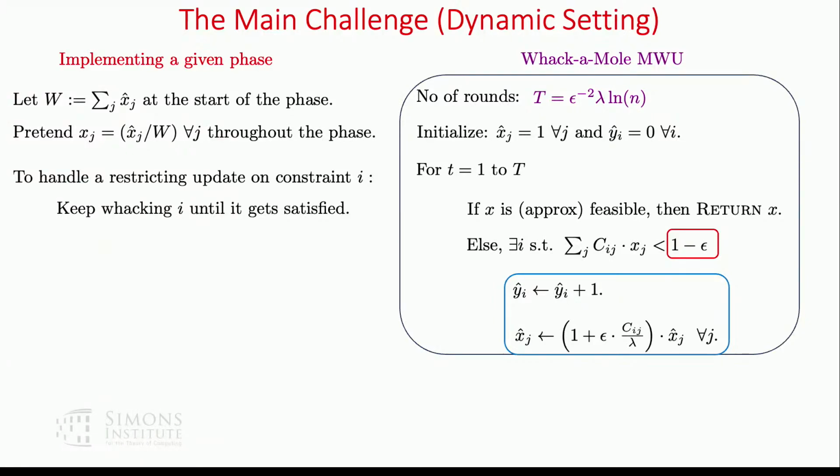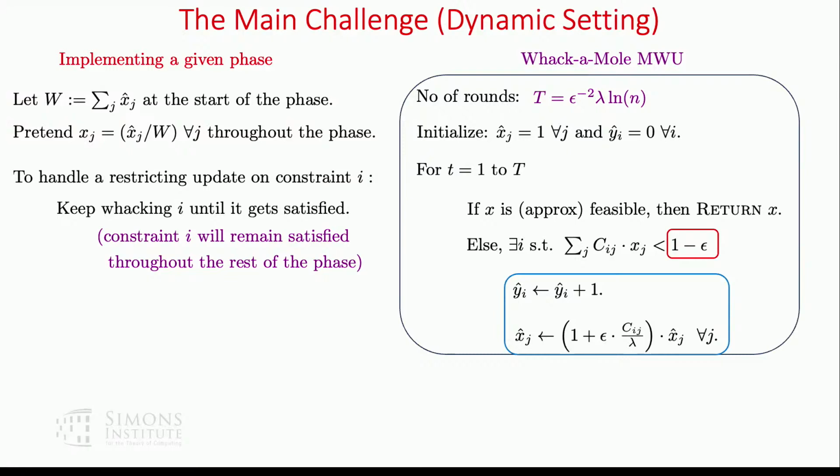Fine. But in the static setting, the analysis crucially hinged on the fact that this constraint will remain satisfied throughout the rest of the phase. This is no longer true in the dynamic setting, because maybe you whack this constraint sufficiently to satisfy it. In future, there might be one other restricting update, which is basically reducing the value of some Cij, and it becomes violated again. So that's a problem that we need to address.